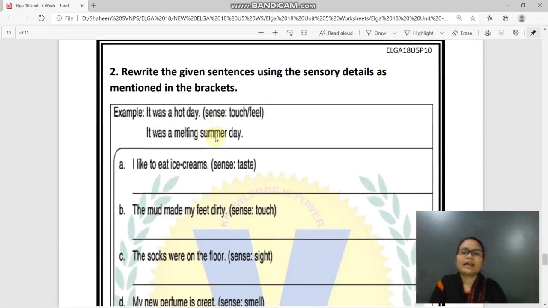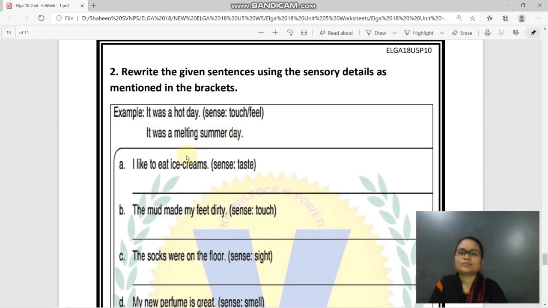Next, rewrite the given sentences using the sensory details as mentioned in the bracket. You can see an example is given for you all here, children. It was a hot day. In the bracket, the sense is touch or feel. So you are supposed to rewrite the given sentence using the sensory details as mentioned in the bracket. You can see here, it was a melting summer day. So this has been converted.